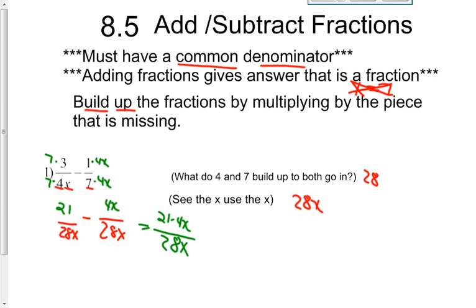The last thing we always want to try to look for is, can I reduce in all three places? 21, 4, and 28 all have to have something in common in order for me to reduce. Remember, you cannot cancel parts of terms. I cannot reduce the 21 and the 28, knowing that 7 goes into both of those. I cannot do that because 7 does not also go into 4. So this would be your completed answer right there.